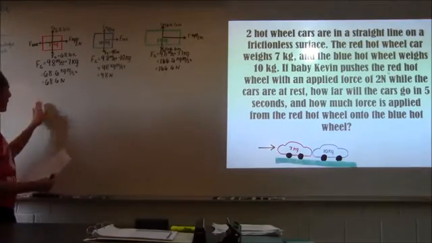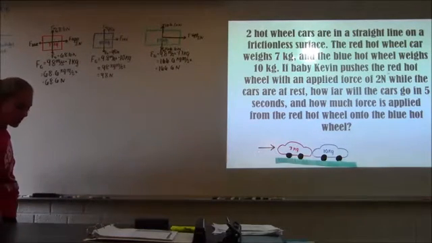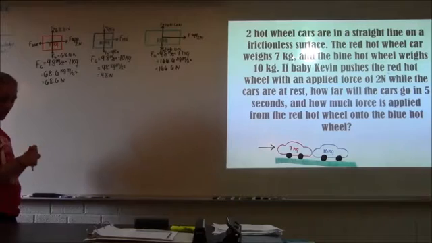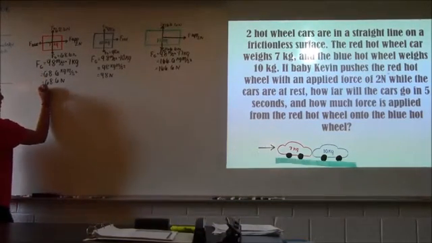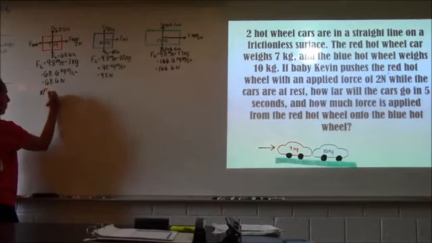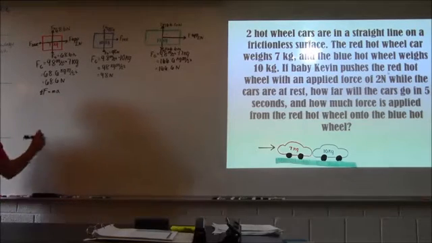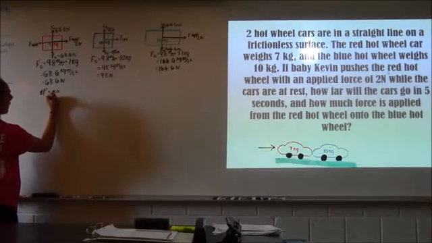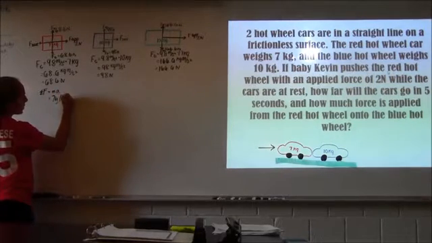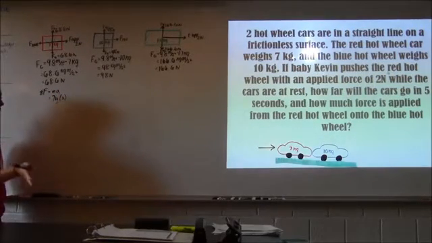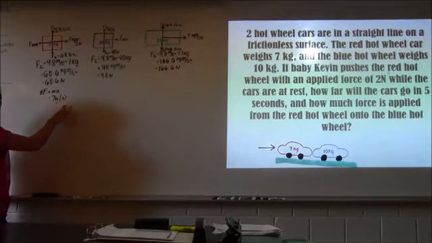Okay, so now that we have all this basic information that Alyssa found out for us, we can try to solve for the acceleration. For the red car, the sum of the forces is equal to mass times acceleration. That's Newton's second law. We know in this equation that the mass is 7 kilograms, but we don't know the acceleration yet, and that's what we're trying to find in this problem. So now we have to find the sum of the forces in order to solve.